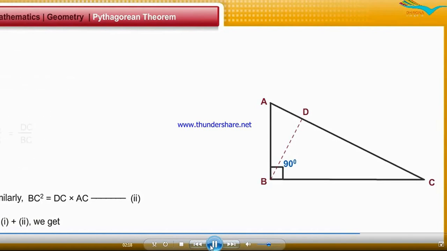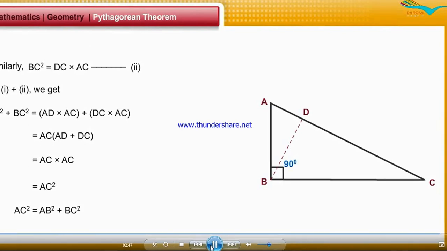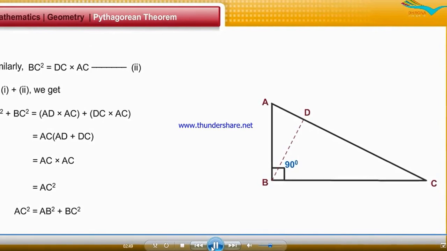By adding first and second equations, AB square plus BC square is equal to AD into AC plus DC into AC. By taking AC common and simplifying, we get AC square. Thus, square of the hypotenuse AC is equal to the sum of the squares of the other two sides AB and BC. Hence proved. Now let us prove the converse of the Pythagoras theorem.